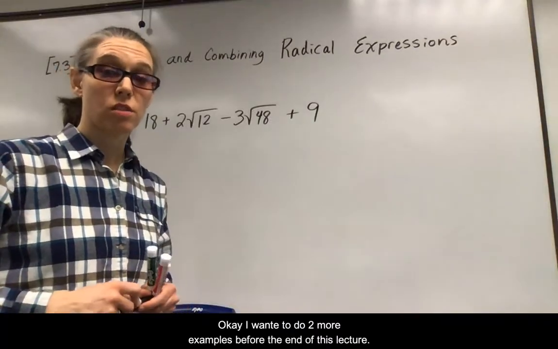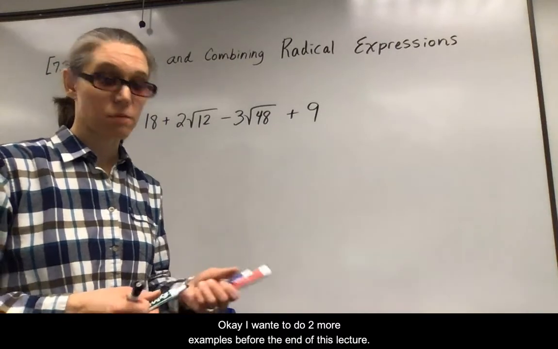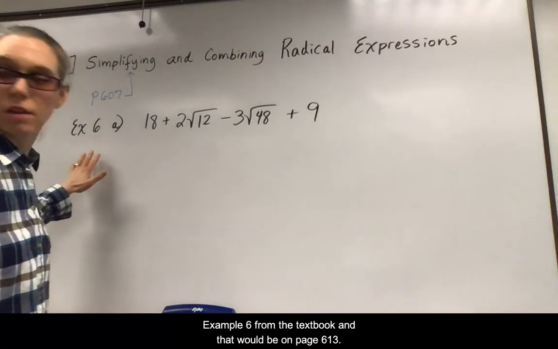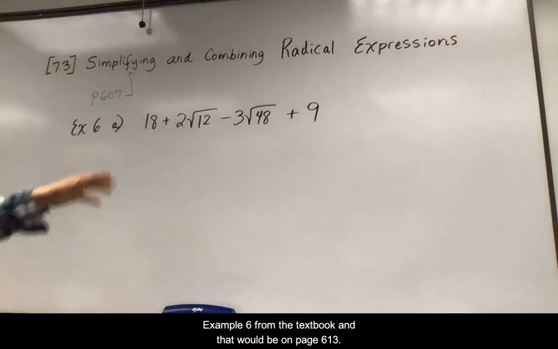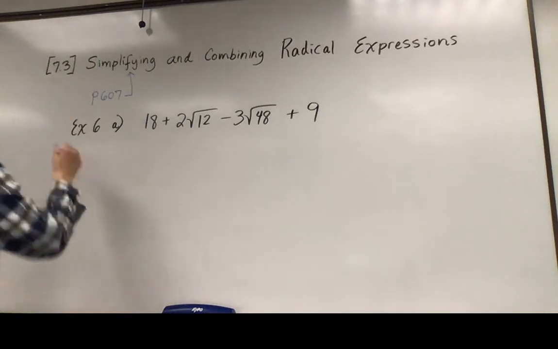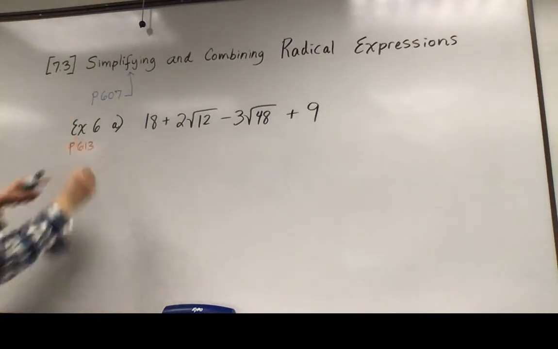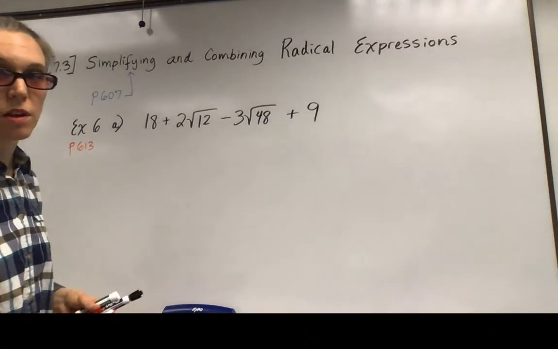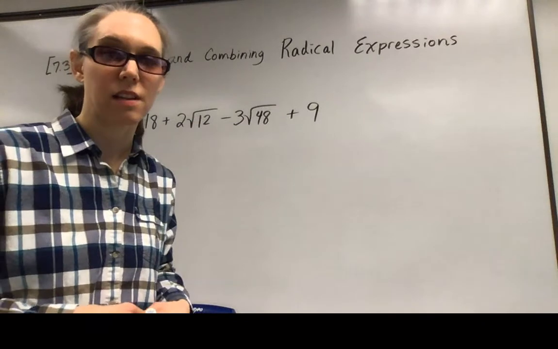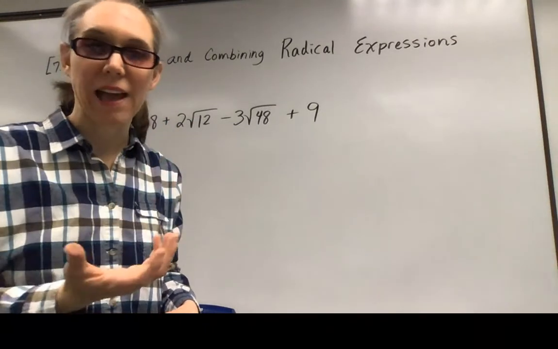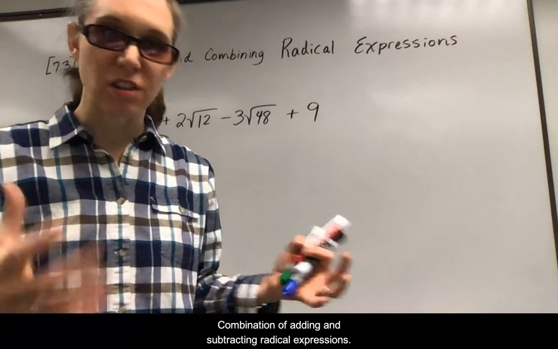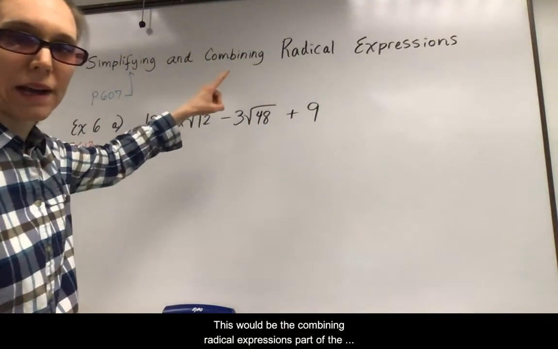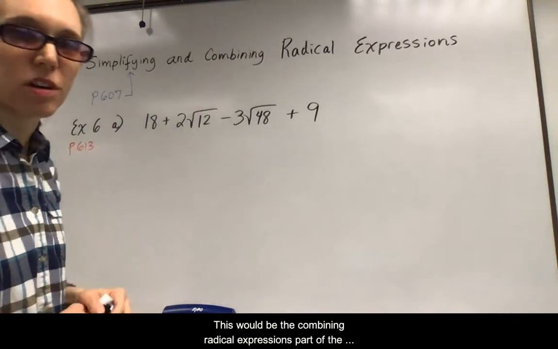Okay, I want to do 2 more examples before the end of this lecture. So the first is example 6 from the textbook, and that would be on page 613. Part A, 18 plus 2 root 12 minus 3 root 48 plus 9. So what we're doing here is a combination of adding and subtracting radical expressions. This would be the combining radical expressions part of the lecture.